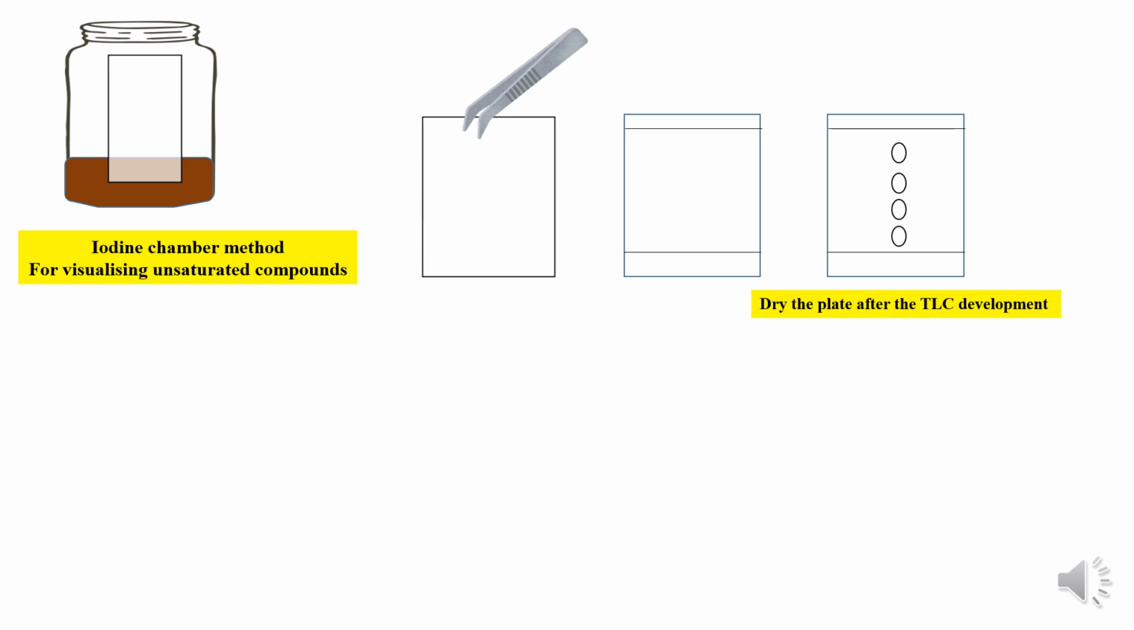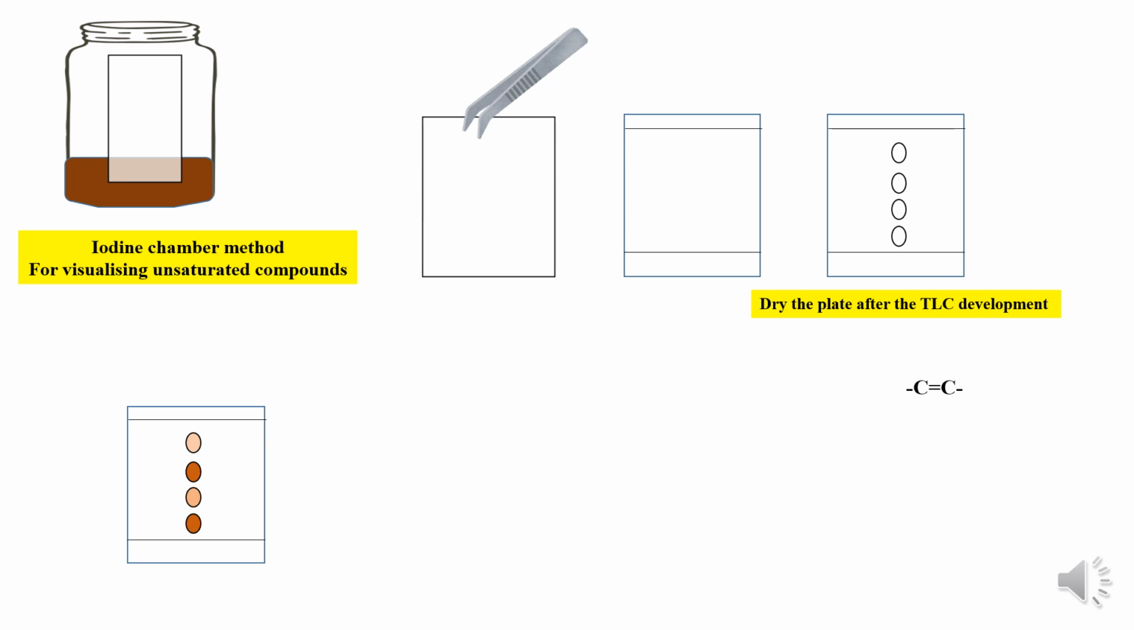And how to prepare this iodine chamber? Now the iodine chamber can be prepared by intimately mixing crystals of iodine with either silica or alumina powder. And make sure that you transfer this intimate mixture of iodine crystals and silica or alumina powder into an amber colored bottle, as iodine is photosensitive in nature. So after introducing the plate into the iodine chamber, after a period of time, you will see that brown or amber colored spots begin to appear slowly.